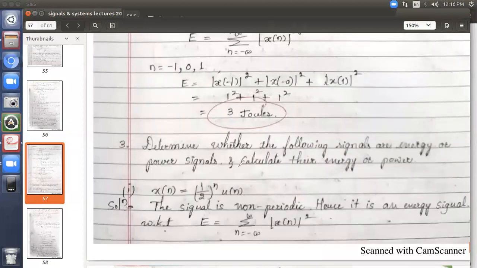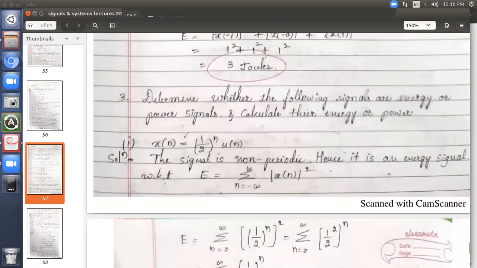Determine whether the following signals are energy or power signals. So one by one we will check. Given question, x of n is equal to half raised to n u of n. I think we have done this problem. Let us recall this also.